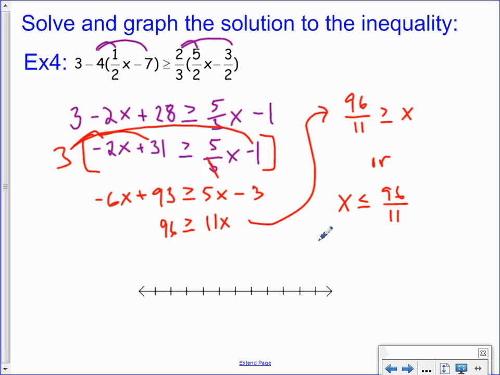So graph that. 96 over 11 is approximately 8.72 repeating. Okay, so it's somewhere between 8 and 9. Put 7 here just so we have a good basis. It is a closed circle, so 8.72 would be somewhere past the halfway point, maybe around here. And put the 96 over 11 at that point. And since x is less than, you would shade to the left.